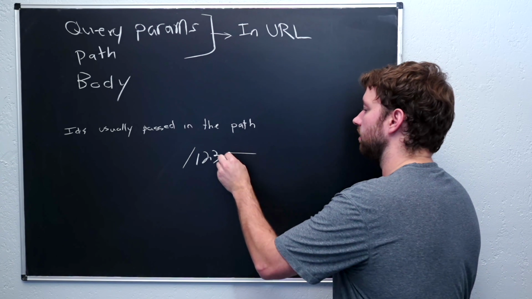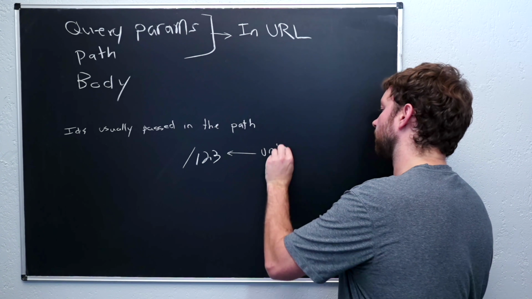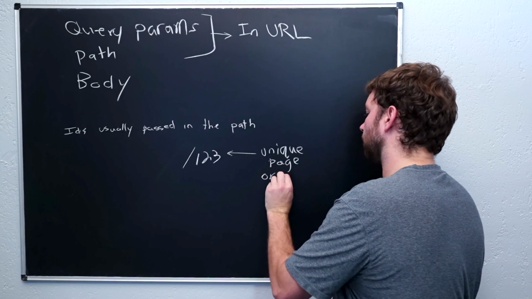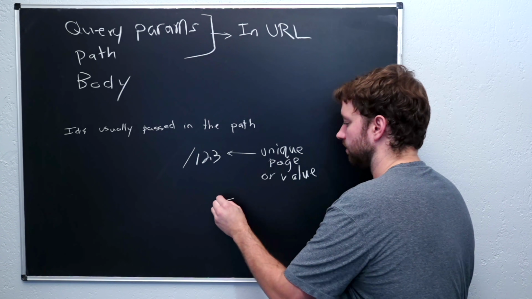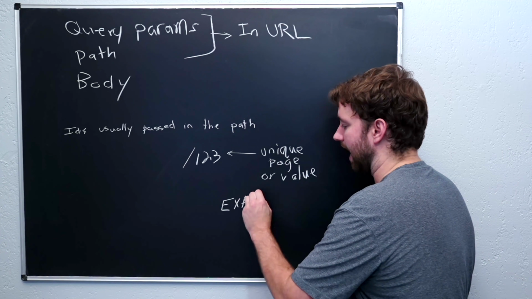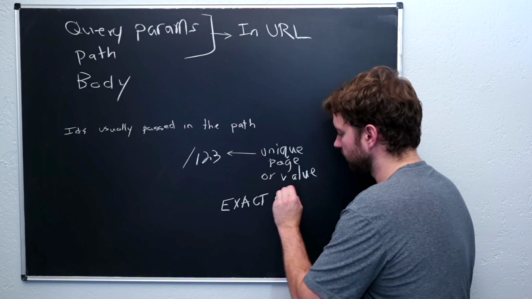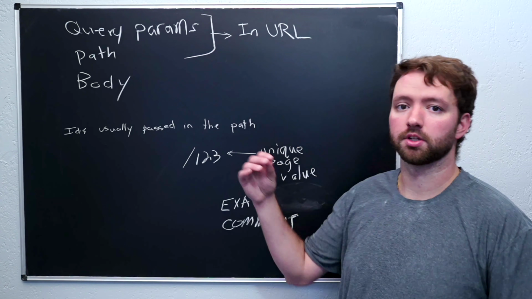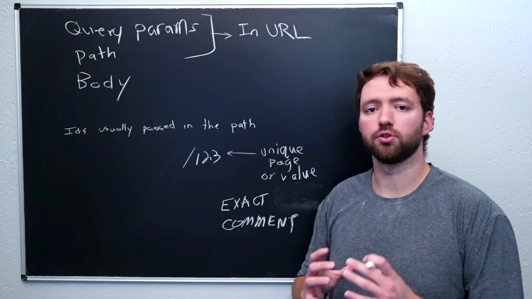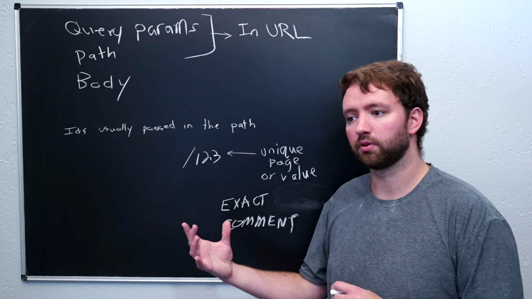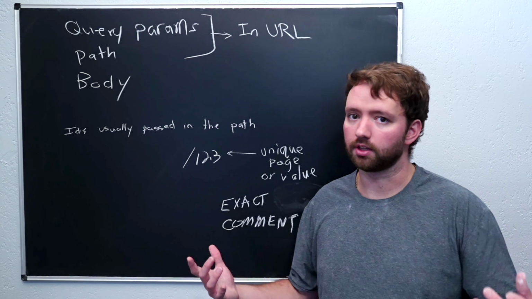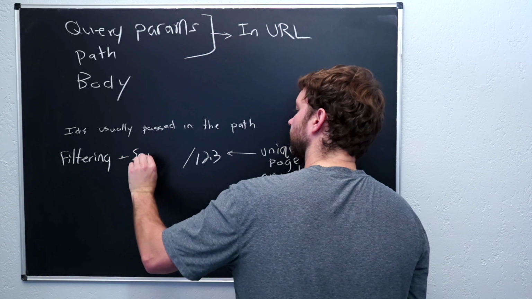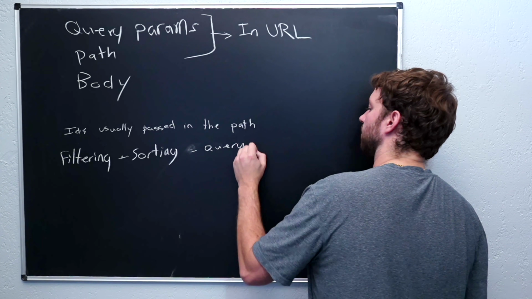And this is basically a unique page or value you're referring to. So for example, an exact comment. So the path is used for identifying. Query parameters are usually optional, and they're usually used for filtering. So if you don't provide them, it's just going to default to everything. So filtering and sorting is going to be done with a query parameter.